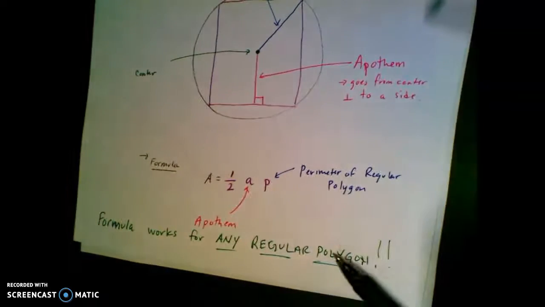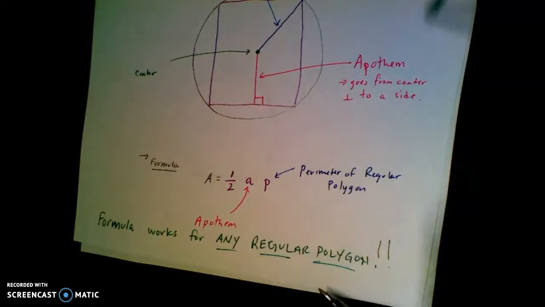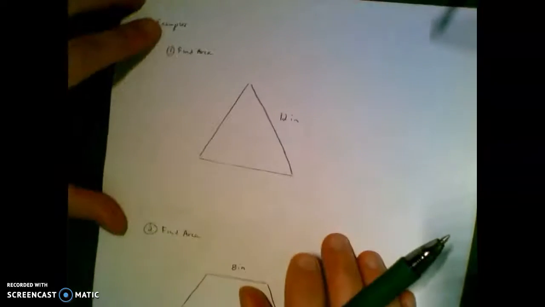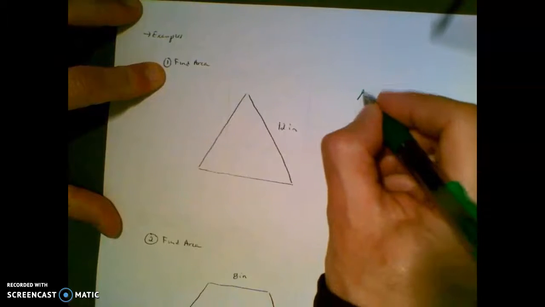That means I could use it on a triangle. That means I can use it on a square. That means I can use it on a hexagon. It works for any regular polygon regardless of the number of sides. So let's see if we can use that. So here I have a regular triangle to start. It wants me to find the area. So I'm going to use area is equal to 1/2 AP.